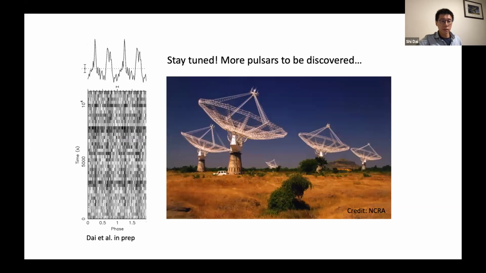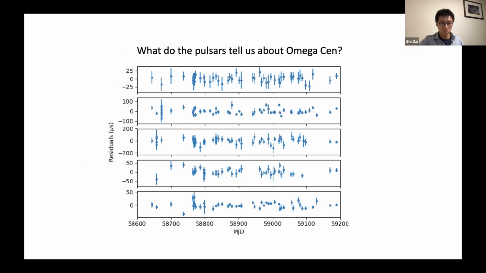So since then, we have been monitoring Omega Cen with Parkes. We managed to find some more new pulsars, and we are also working at low frequencies with GMRT and trying to find some more steep spectrum pulsars in the cluster. Right. So that's the discovery of the pulsars.